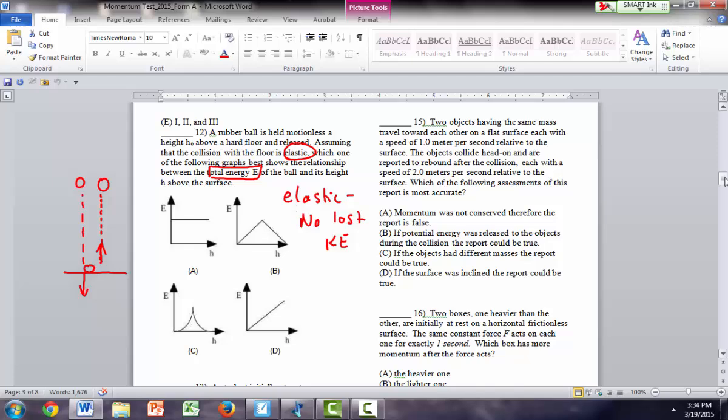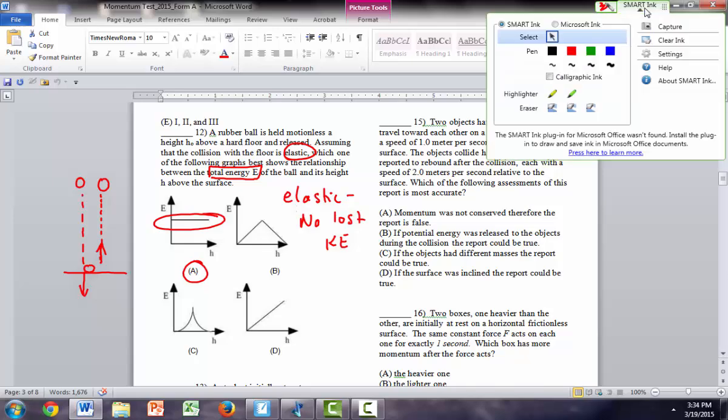The fact that it asks for total energy includes gravitational potential energy. So you've lost no energy whatsoever. The energy stays constant over the entire trip. So that's part A, or that answer is A. Okay?